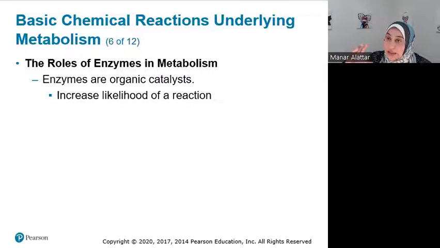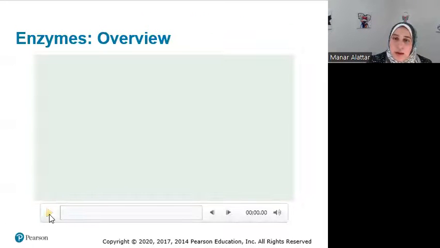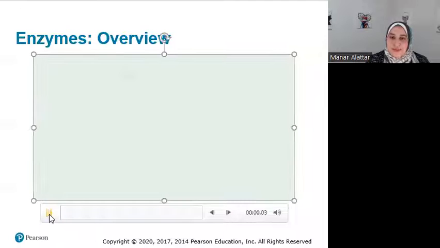And that is because their structure is what allows them to do their task. And they have a very specific structure that's coupled with that task. And we're going to talk more about that. But first, let's look at an overview of enzymes.